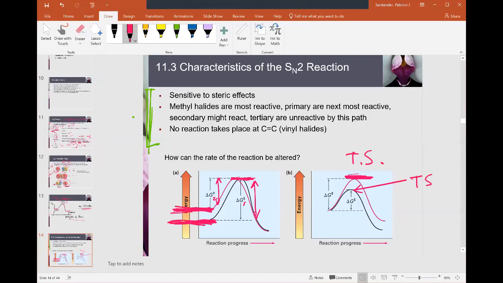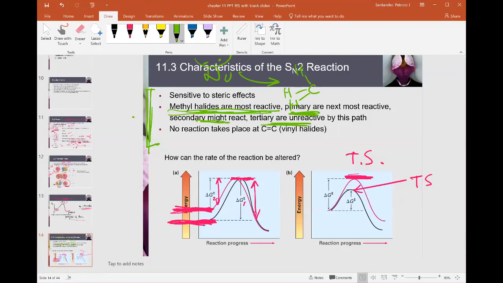Let me take advantage to say a little something else here as far as the relative reactivity of different alkyl halides. So here you can see that methyl halides are the most reactive. Why? Well, because if you have just a methyl halide, you have only hydrogen atoms here, and the approach of the nucleophile will be much easier, right? Primaries will be a little slower, secondaries will be even slower, and the tertiaries are virtually unreactive.